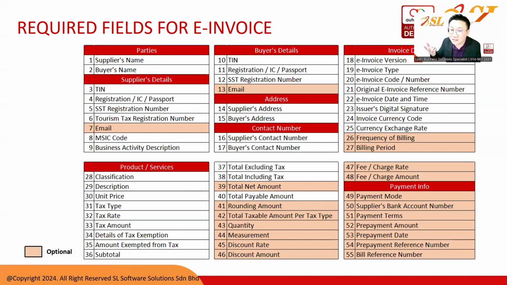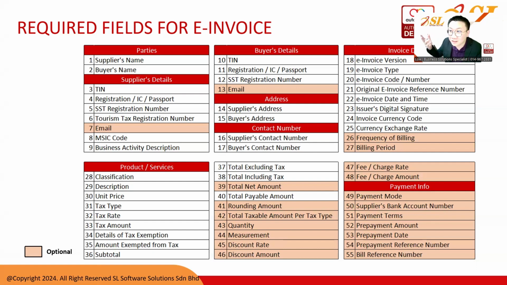What information do we require to submit for validation? Altogether 55 fields. White color is compulsory, but the light red one is optional. So you see, quantity is optional. Unit of measurement is optional. If you provide it, in future, after 10 years, 20 years, when you want to check your transaction, you no need to go to your accounting system. You can check on the My Invoice portal. If you do not submit, then you still need to open your accounting system to check the quantity.